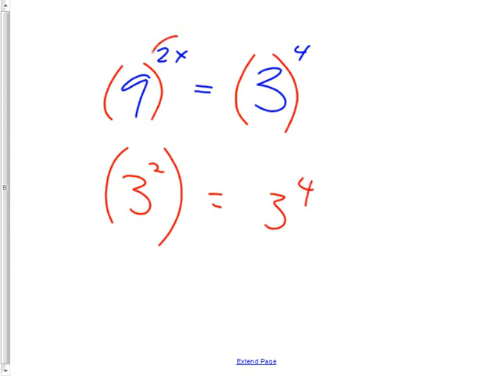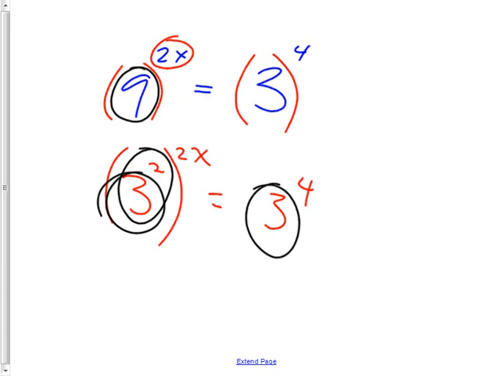See, this side doesn't change at all, and this 2x needs to come down and be right here. So all I did was replace this part right here with 3 squared. Now, when the bases are the same like they are, see, this is the same as this, then that means this has to equal this.